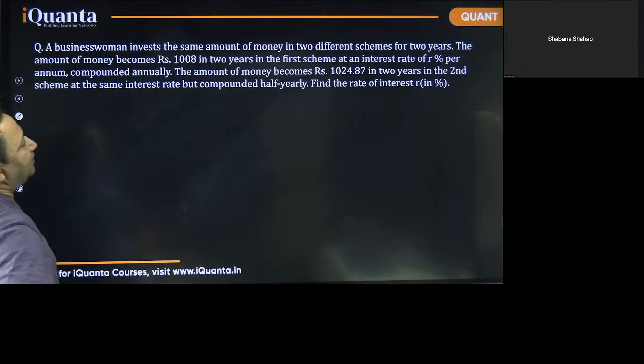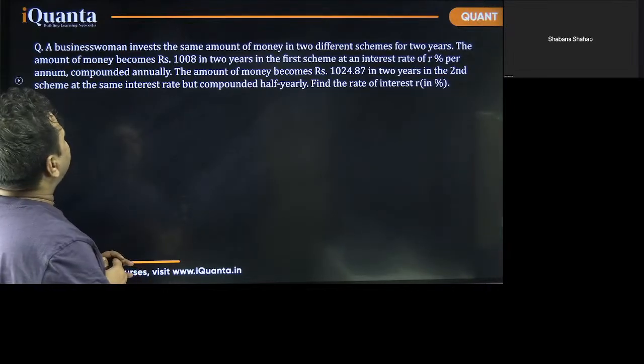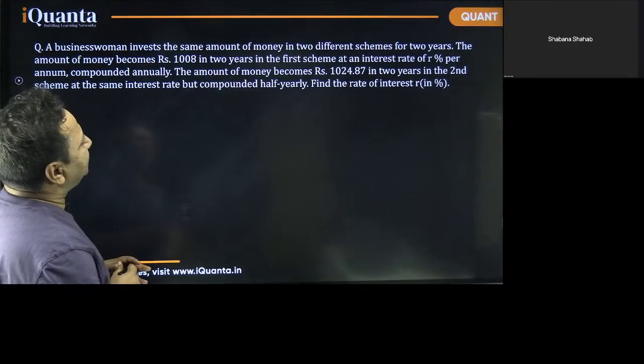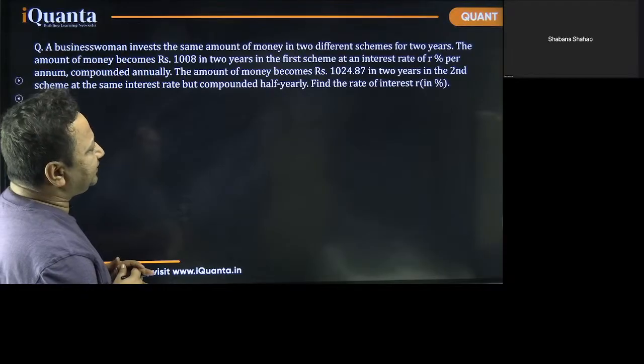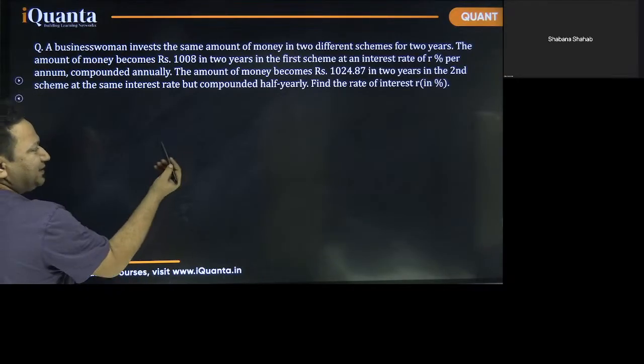Thanks for saying that. But this helps, right? Isn't it? Now, a man has the same amount of money in different schemes. For 2 years, the amount of money becomes this. In 2 years, at first, in the second it becomes this. Again an easy question. It's also a freebie, but it is calculative.